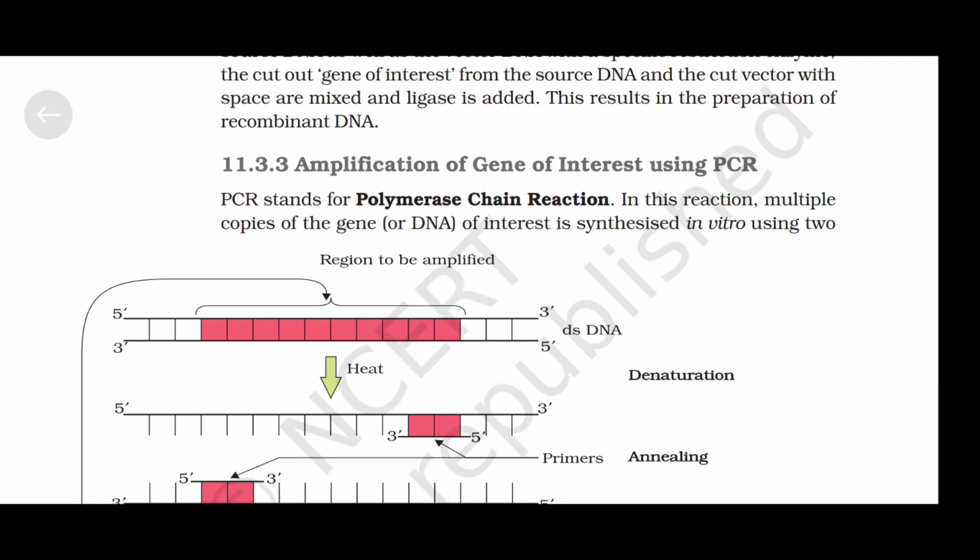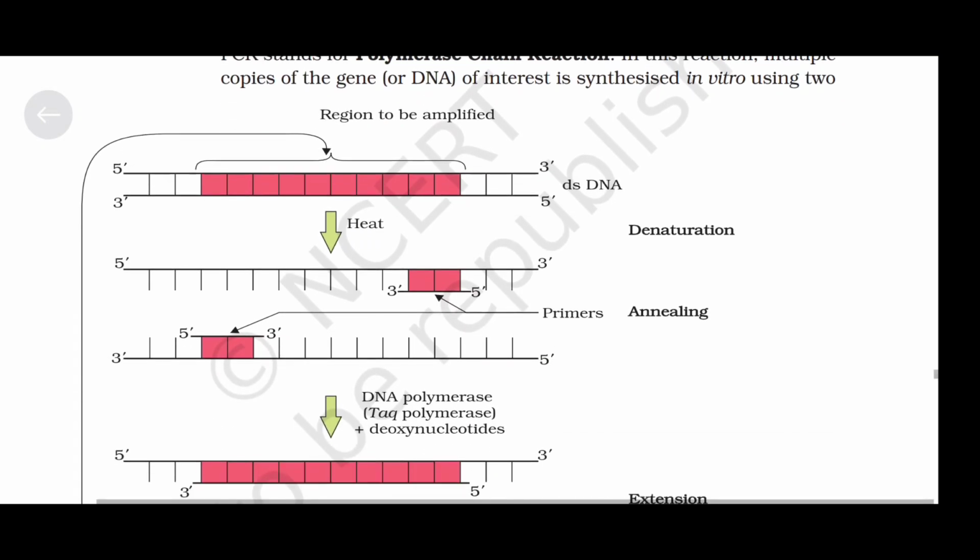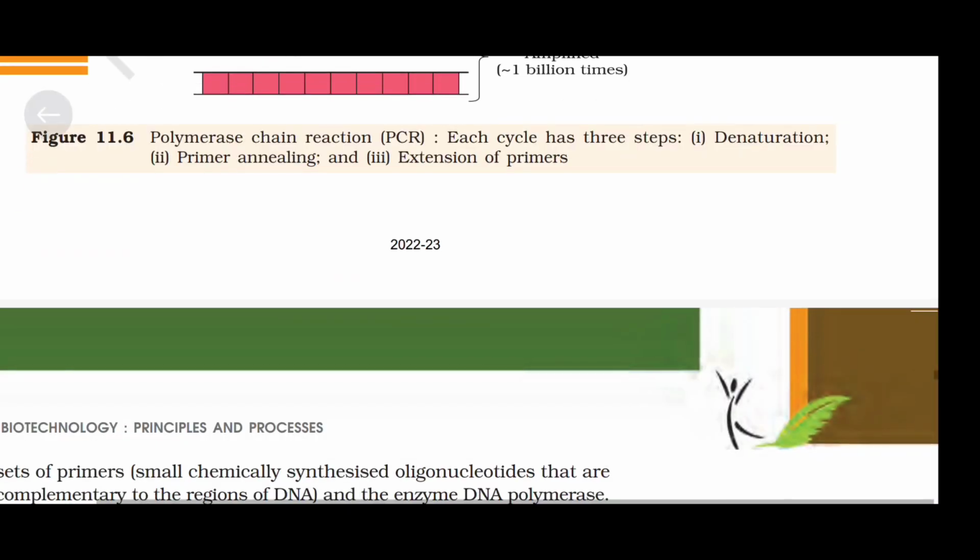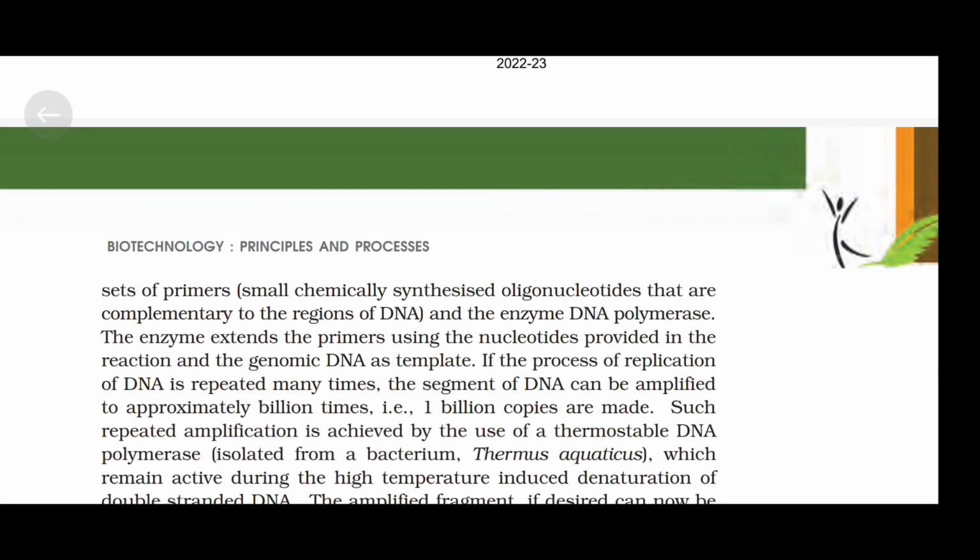Amplification of gene of interest using PCR. PCR stands for polymerase chain reaction. In this reaction, multiple copies of the gene or DNA of interest are synthesized in vitro using two sets of primers, small chemically synthesized oligonucleotides that are complementary to the regions of DNA, and the enzyme DNA polymerase. The enzyme extends the primers using the nucleotides provided in the reaction and the genomic DNA as template.